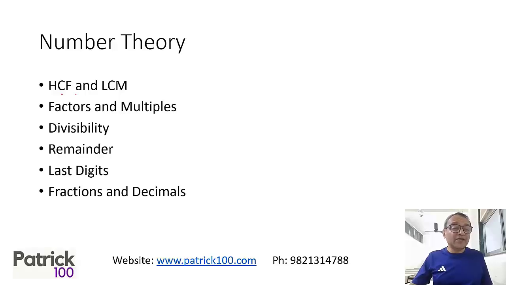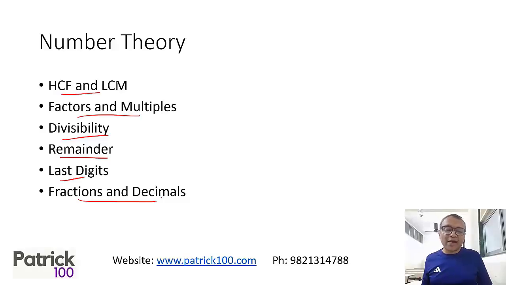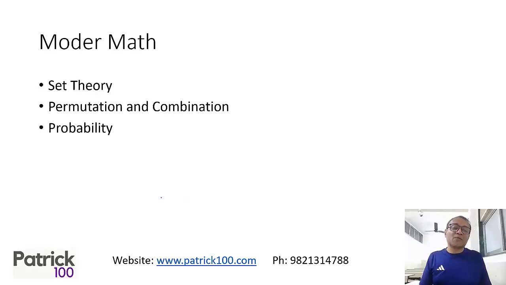Number theory: HCF, LCM, factors and multiples, divisibility, remainders, last digits, calculating the last 2 digits. And fractions and decimals. These are the areas you can look at for number theory. Fractions and decimals are not very common in CAT, but do come in NMAT in some cases. So if you want to focus on NMAT, you need to cover those particular topics.